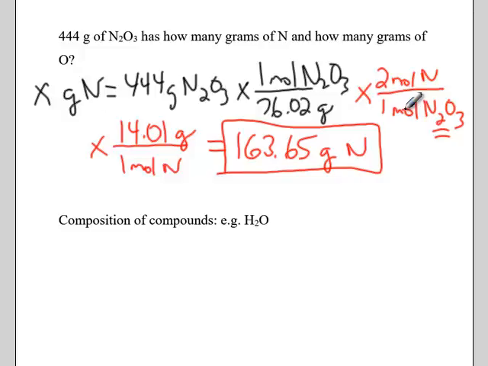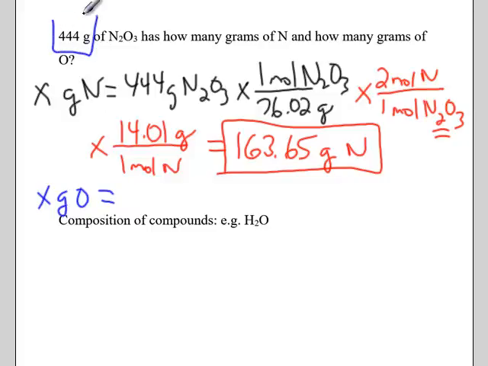I could have gone to molecules and then counted how many molecules I had, and then counted how many atoms of nitrogen I had, but I would do a little more work that way. I'd have to use Avogadro's number a couple of times to do that, but you could come up with the same answer. So you could try this for oxygen the same way.